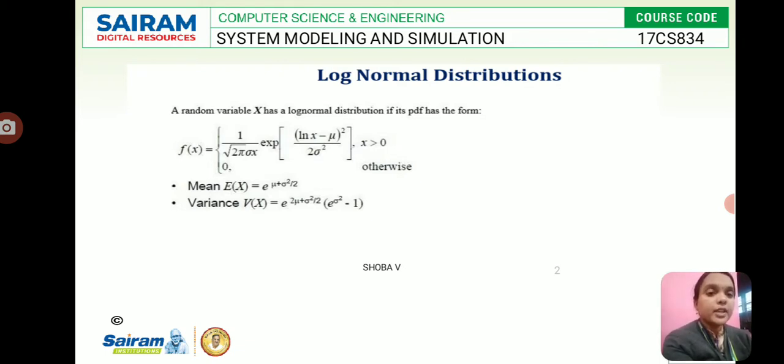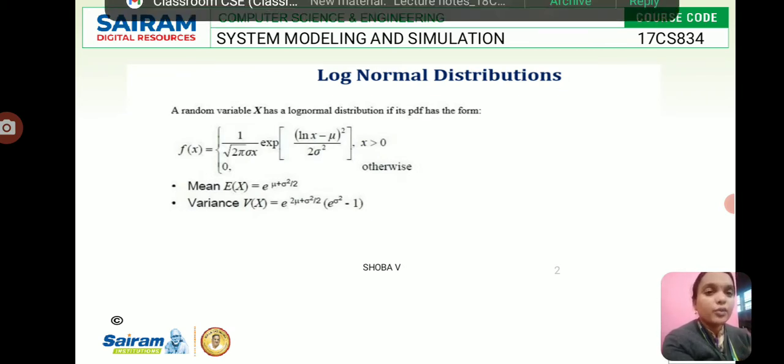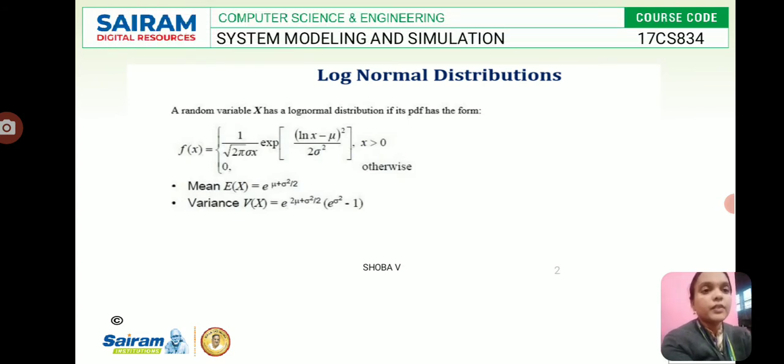There is a mean and variance over here. So mean E of x is equal to e power mu plus sigma square by 2, and variance V of x is equal to e power 2 mu plus sigma square by 2, into e power sigma square minus 1. So this is the mean and variance for the log normal distribution. As I already said, for example, log 10 is 1 by 10. So based on this formula we can go for it.